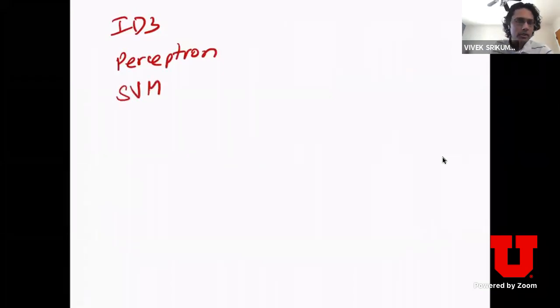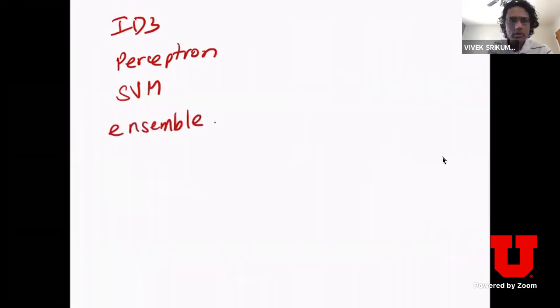So let me just enumerate the different algorithms that we've seen so far. We've seen ID3, we've seen perceptron, we've seen SVM. And as part of this week's homework, for the lecture that we'll see, you will encounter this really powerful idea called ensembling. Ensembling is this meta algorithm that allows you to construct classifiers using other classifiers as pieces. So you can plug and play things.